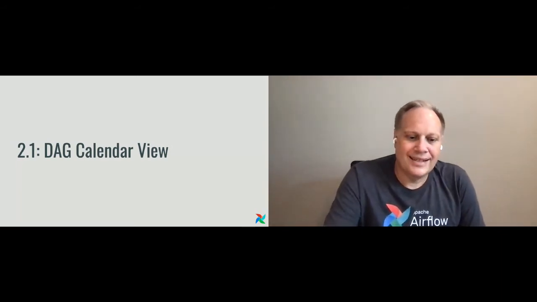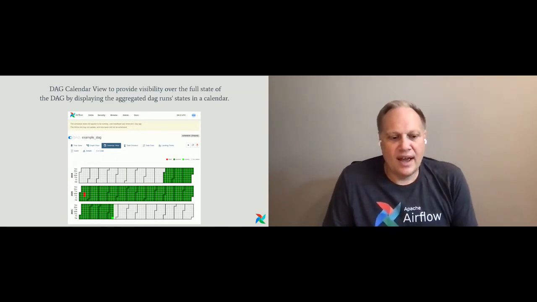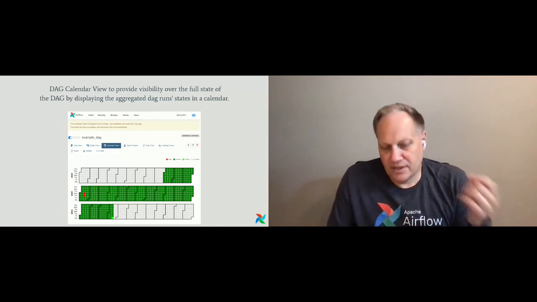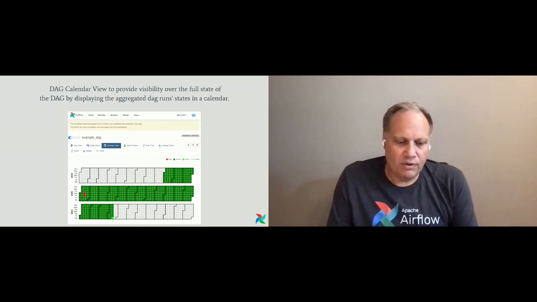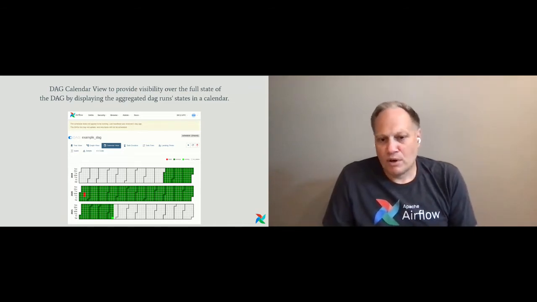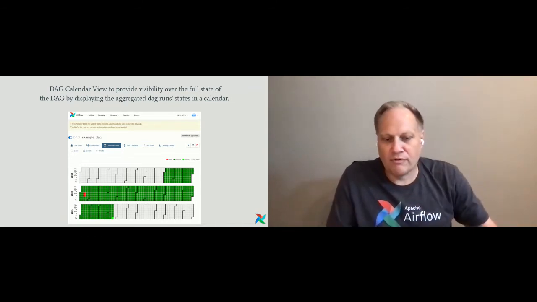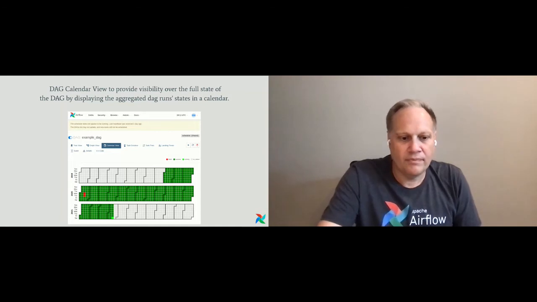One improvement is the DAG Calendar View. The DAG Calendar View provides visibility over the full state of the DAG by displaying the aggregated DAG run states in a calendar. So this makes it possible to monitor the state of thousands of DAG runs in a single view that's concise and really easy to understand. It's particularly useful if you're running a large backfill. Let's say you're trying to run a certain DAG over a year's worth of input. The calendar view is a very useful tool.